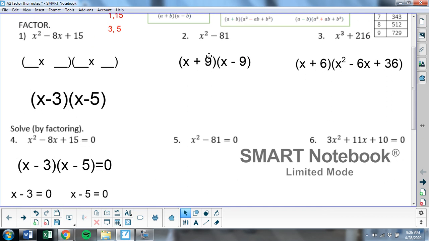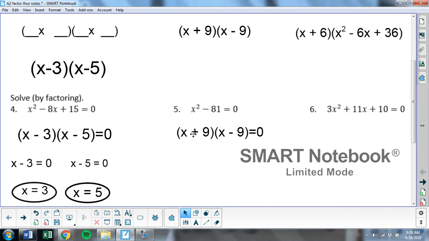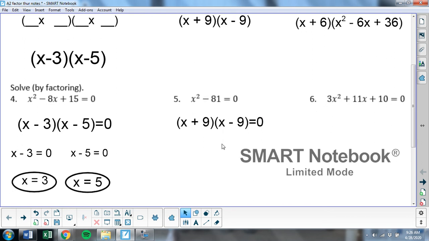Number 5 is just like the beginning of number 2. So we know that the left side is going to factor into x plus 9, x minus 9. Because we have multiplication and it's equal to 0, one of these two things being multiplied has to be 0. That's, again, the zero product property. So I'm going to set this factor equal to 0 and set this factor equal to 0. Go ahead and solve each separately.